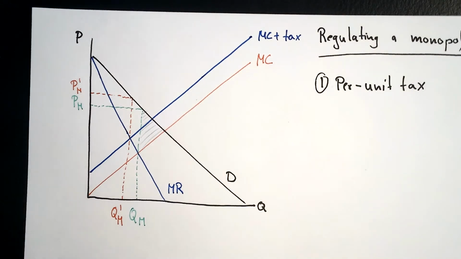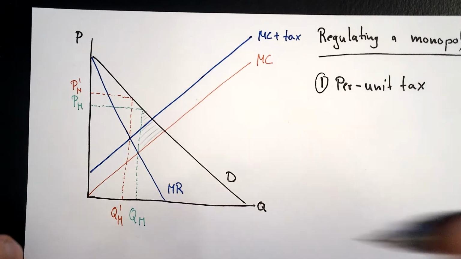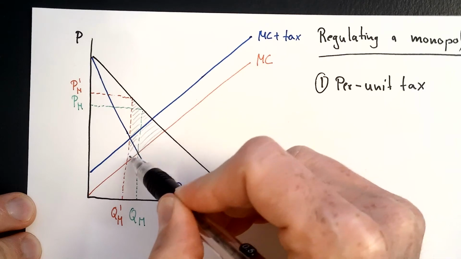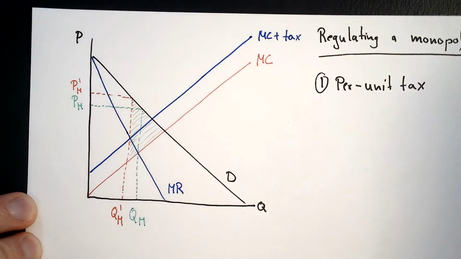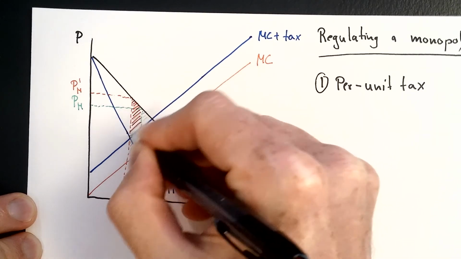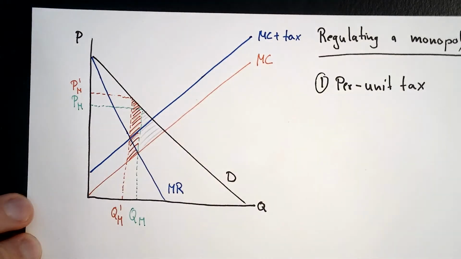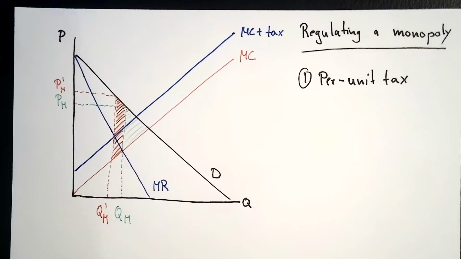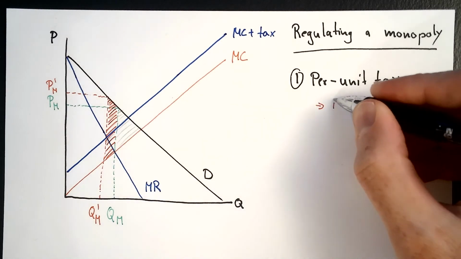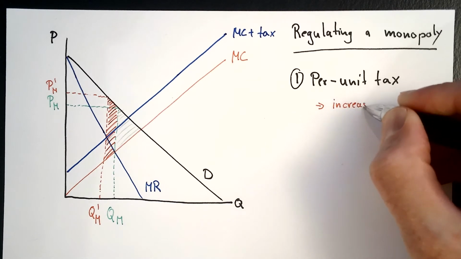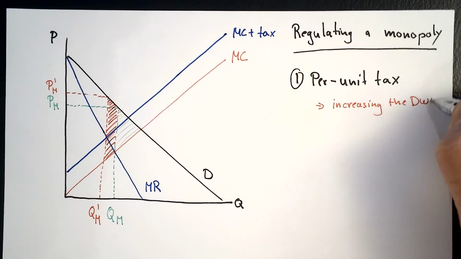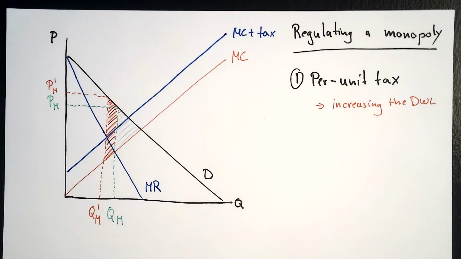So we have now a deadweight loss which is even larger, because now we have this additional part here, which wasn't part of the deadweight loss before. So the increase in the deadweight loss from the tax is this piece here. Okay? So what this means is that a per unit tax on the monopolist is actually increasing the inefficiency. Okay? Or it's increasing the deadweight loss. Okay? So this is not going to work.